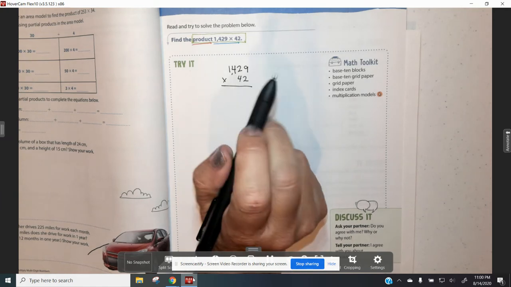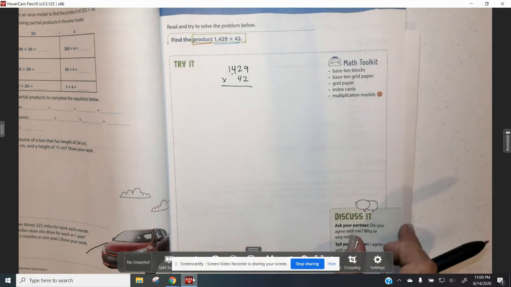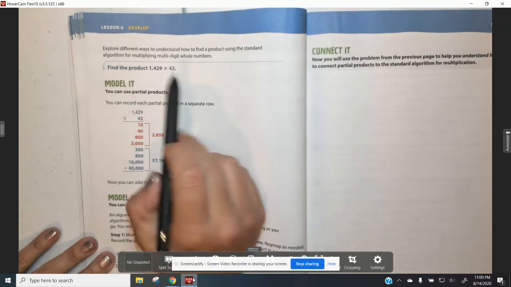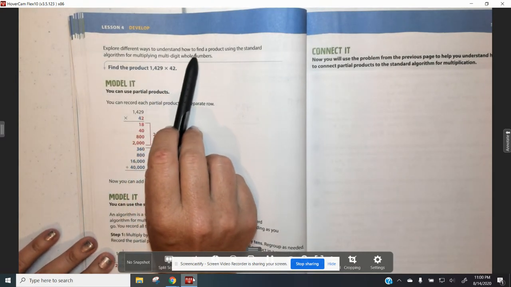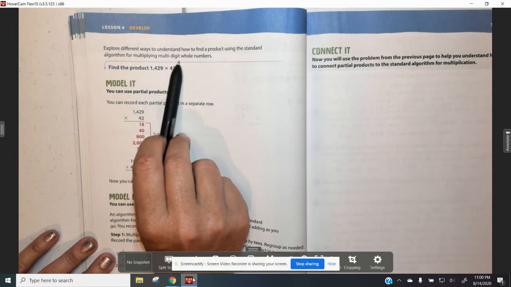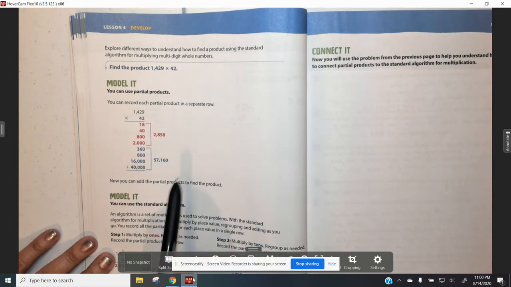Okay, you probably got a really giant number, so we're going to see if that number is right. So to begin with, we're going to explore today different ways to understand how to find a product using the standard algorithm for multiplying multi-digit whole numbers.